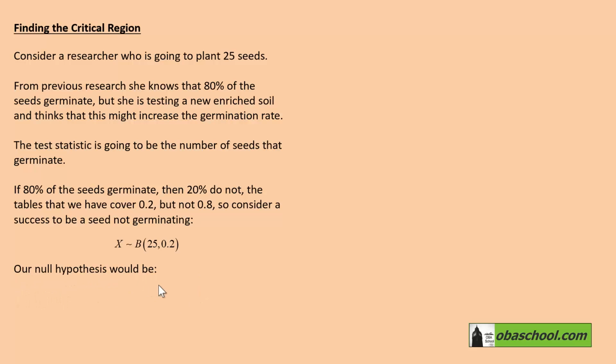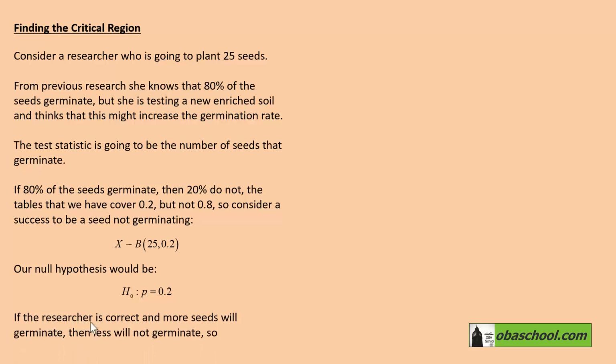Our null hypothesis would be the situation of no change. So the probability of not germinating is the same in this new enriched soil as it was in previously tested soils. If the researcher is correct and more seeds will germinate, then less will not germinate. So our alternative hypothesis has to be that the probability of a seed not germinating is less than 0.2.